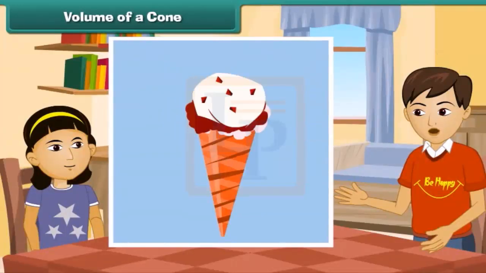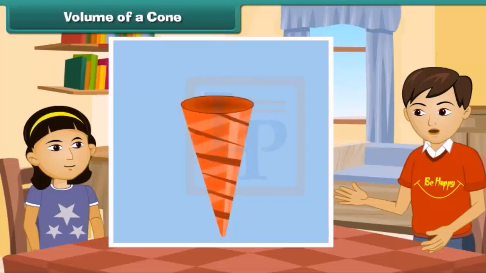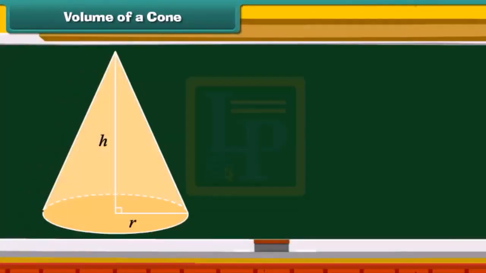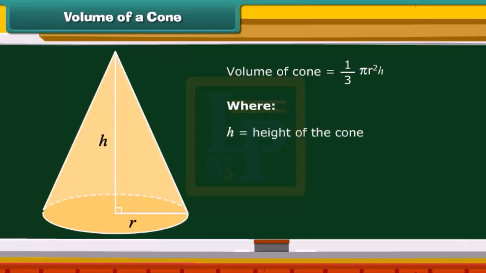Wow, yummy ice cream! Have you ever wondered how much ice cream it would take to fill up a cone? Have a close look at its cone. It has a round base which narrows to a point. Are you interested in measuring its volume? Volume of a cone is simply given by 1/3 pi r squared h, where h is the height of the cone and r is the radius of the circular base of the cone.